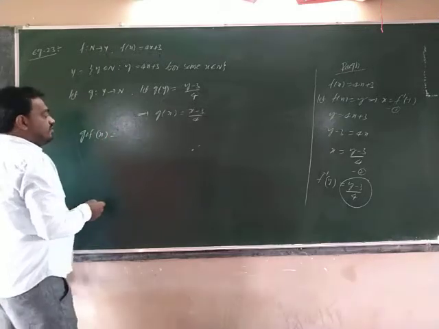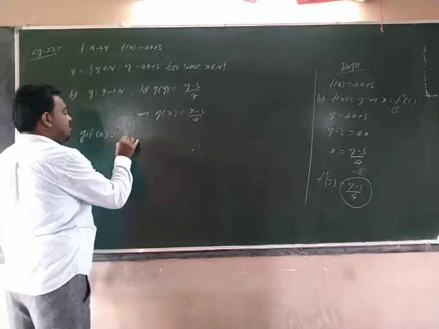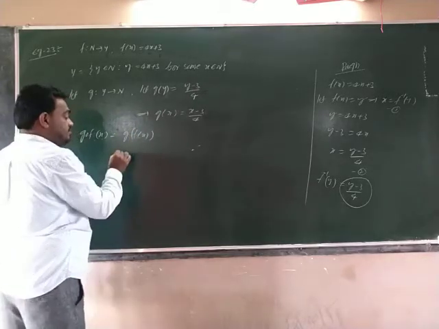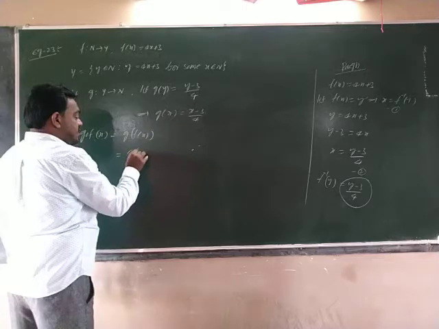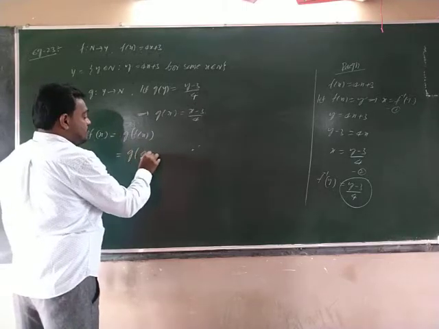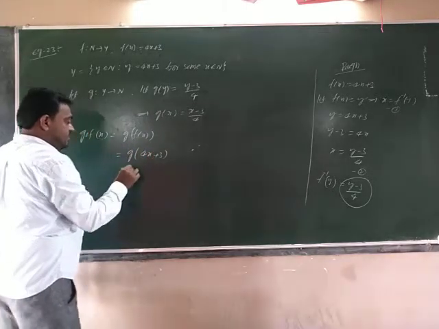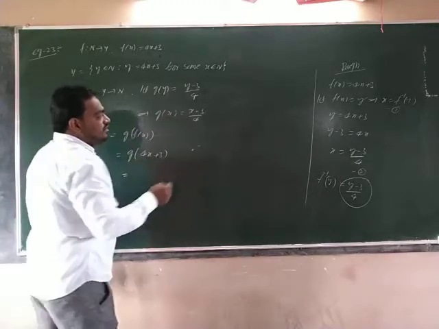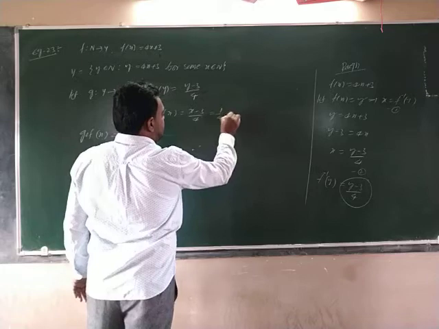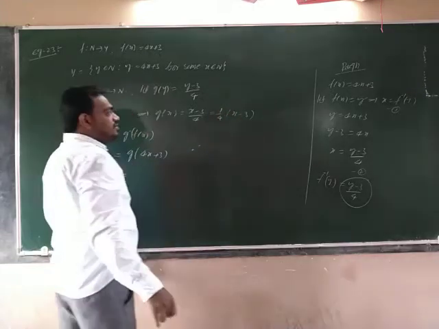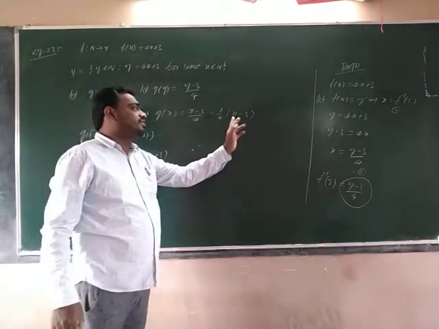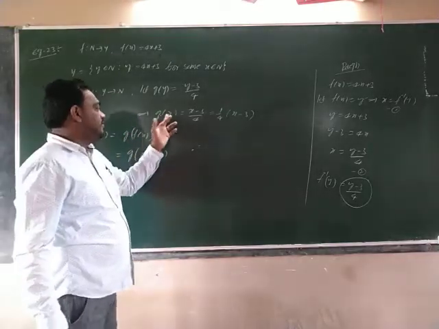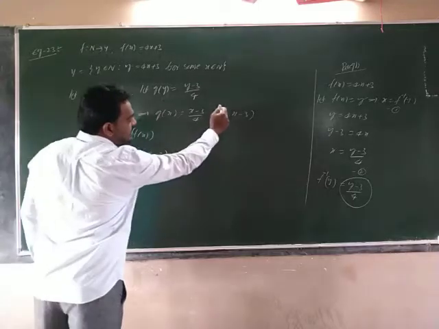Now you find g circle f of x. g circle f of x is equal to what? g of f of x, by the composite function definition. So g of f of x is equal to g of 4x plus 3. We have g of x is equal to 1 by 4 into (x minus 3). Now g of 4x plus 3: just in place of x, this also is 1.